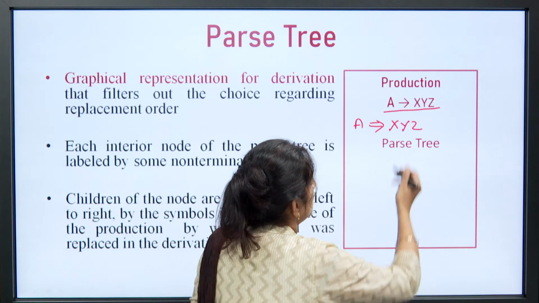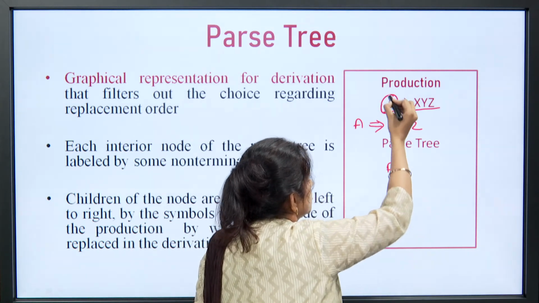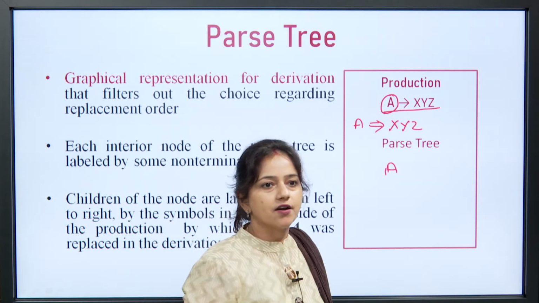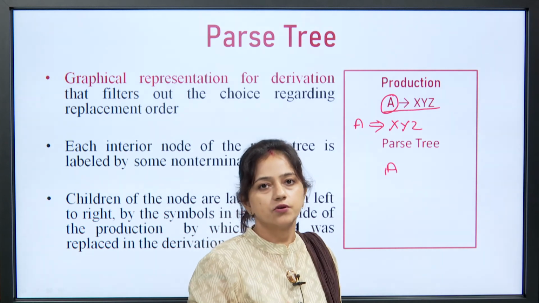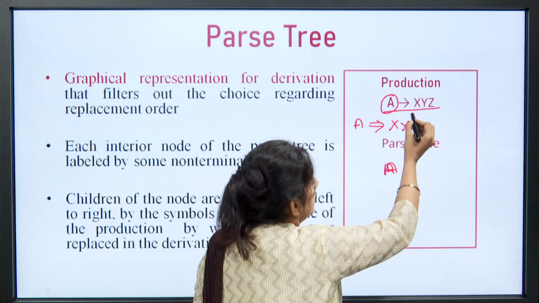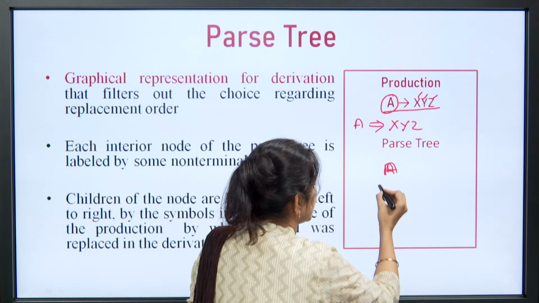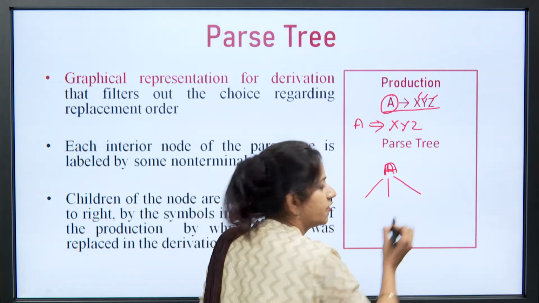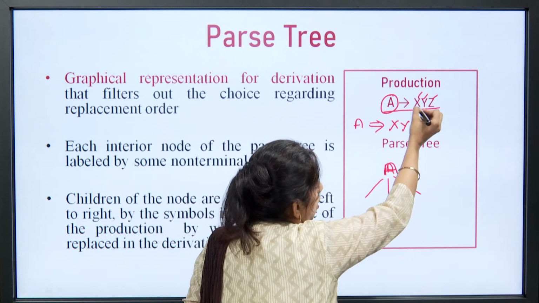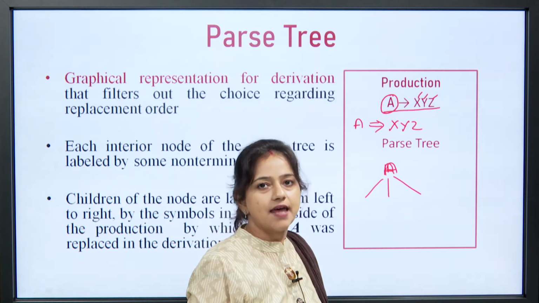For this, the parse tree will be constructed like this: the non-terminal on the left hand side will be treated as the interior node or root node. Now, on the right hand side there are 3 grammar symbols. So, for this A we will create its 3 children, and the labeling will be done in the order in which the grammar symbols are written on the right hand side of the production.